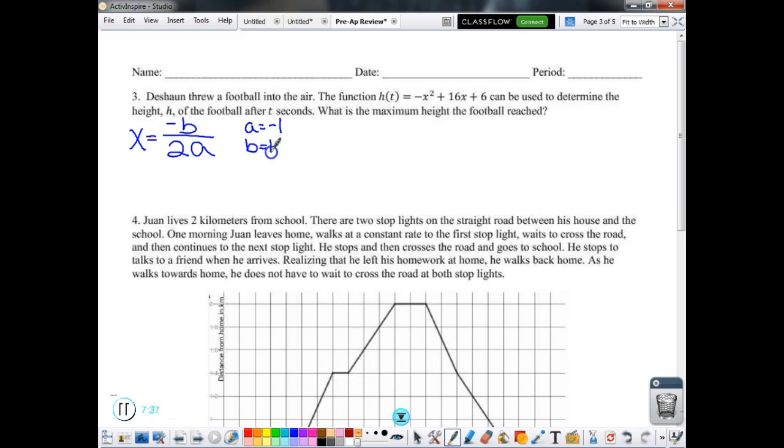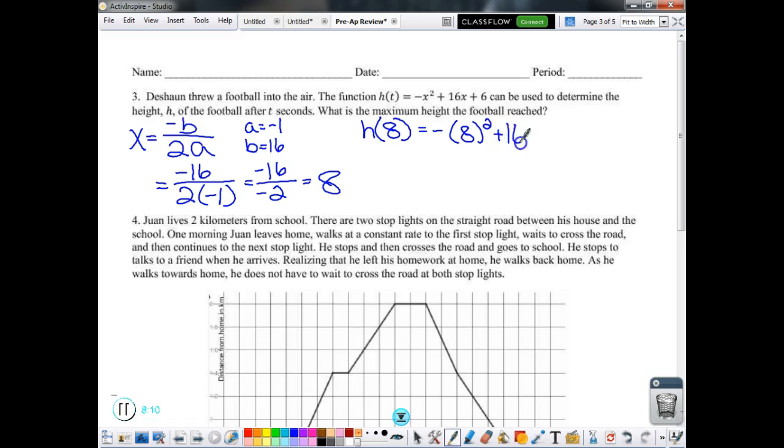-1, B, and I don't need C. So negative B, so it's -16 divided by 2 times -1. So it gives me -16 divided by -2, which is +8, right? So that means after 8 seconds, that's when it reached its maximum height. Okay? So h of 8 is -8 squared plus 16 times 8 plus 6.